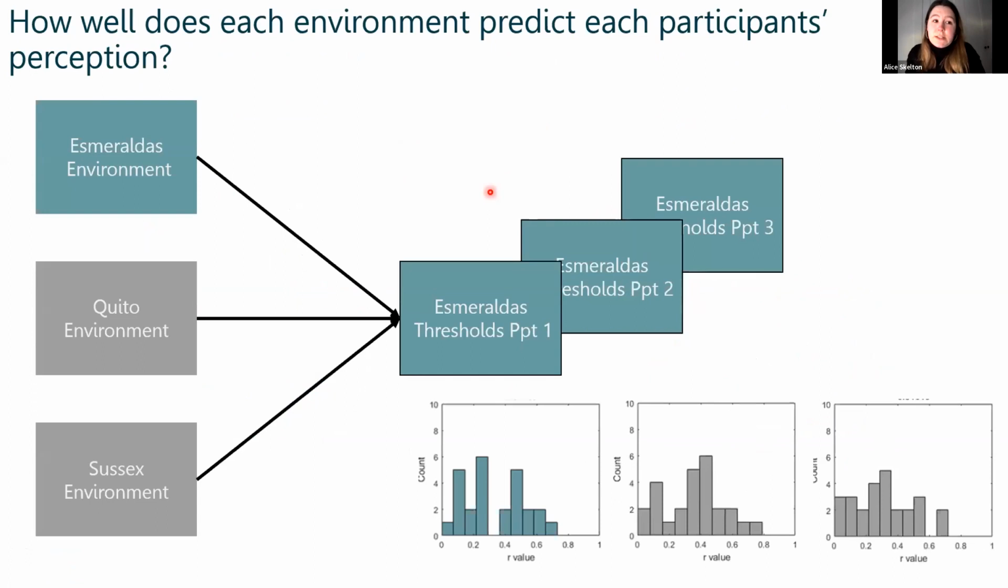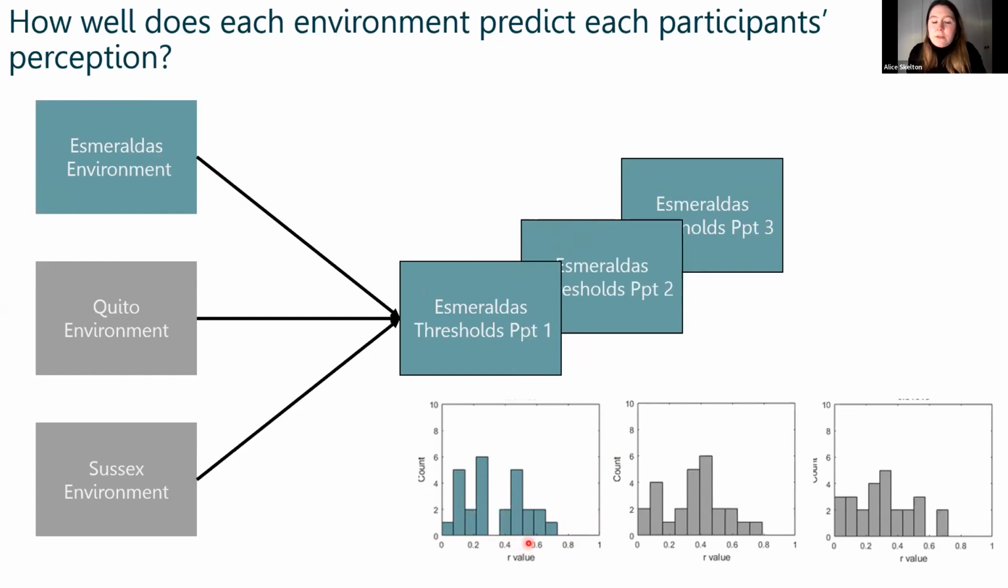So the next question is, how well does each environment predict our individual participants' perception? So to look at that, we take the environment statistics and we correlate them with each of the individual participants' thresholds. And from that, we get figures like this, which show you the distribution of R values. So the correlation between these two. So a high number means higher correlation.